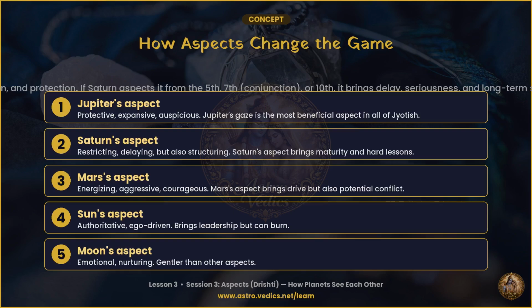Mars's aspect, energizing, aggressive, courageous. Mars's aspect brings drive but also potential conflict. Sun's aspect, authoritative, ego-driven, brings leadership but can burn. Moon's aspect, emotional, nurturing, gentler than other aspects. Venus's aspect, artistic, pleasurable, harmonious.